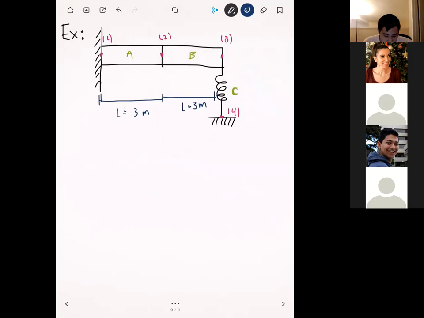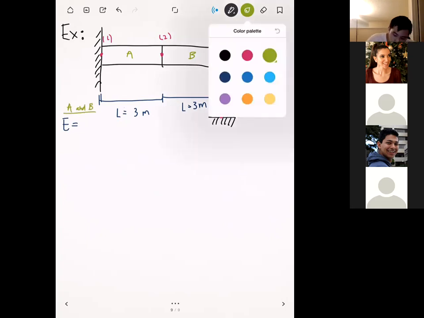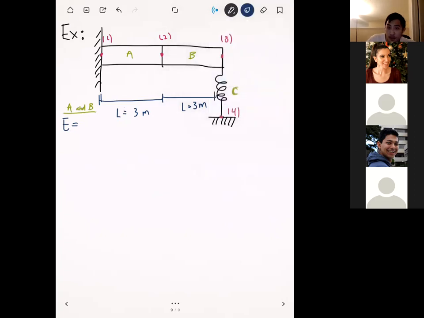And then, we're going to say that elements A and B have identical properties. And so they're going to have the same Young's modulus. And so this is for A and B. Okay. And so the Young's modulus of these beams is going to be 210 gigapascals. And then the moment of inertia is going to be 2 times 10 to the minus 4 meters to the 4th.